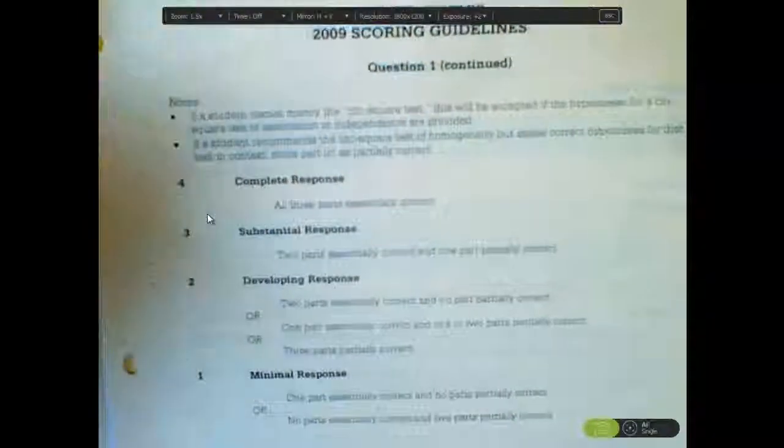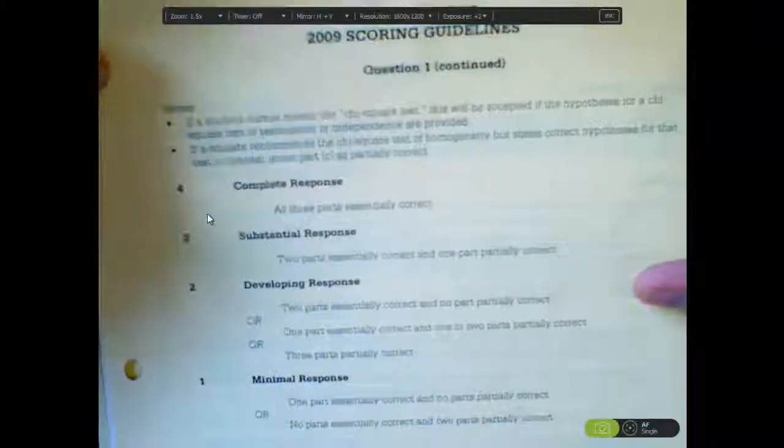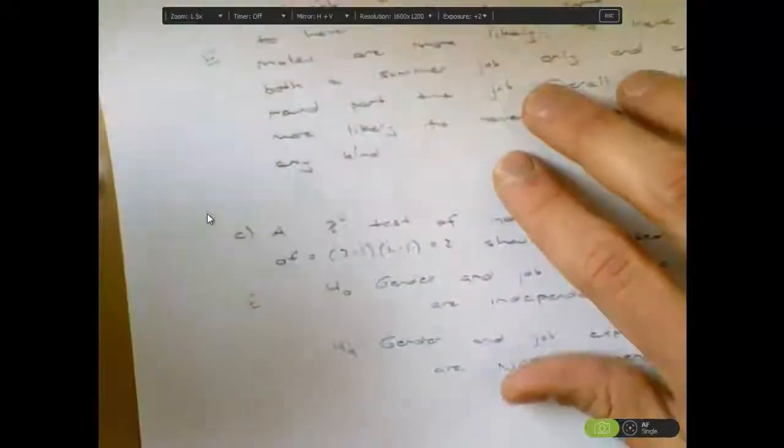That's essentially correct. I have three responses. All three were essentially correct. That's going to earn me a 4 on this question, which is 7.5 points. Okay, let's look at question number 2.